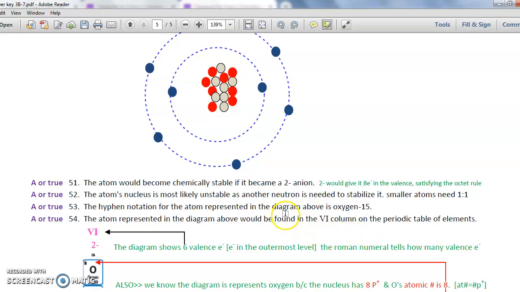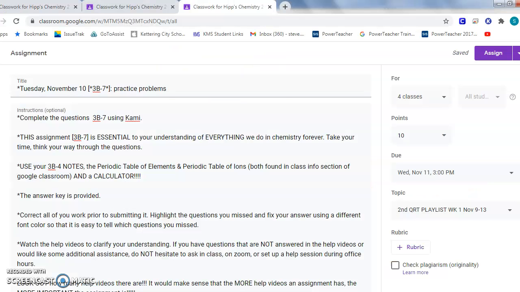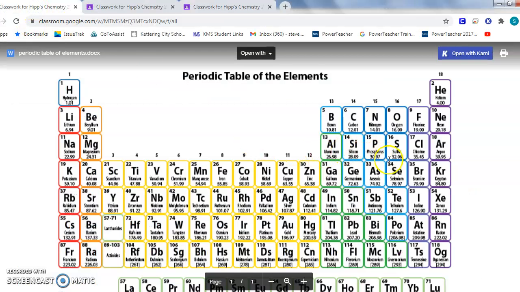The hyphen notation for the diagram above would be oxygen hyphen 15. Remember, hyphen notation, you can give the symbol hyphen or you can give the name written out hyphen. And what goes after the hyphen is the mass number, the total number of particles in the nucleus, which can differ from isotope to isotope. That is why they report that. They don't have to tell us anything about atomic number because they told us it was oxygen. When you use hyphen notation, they are assuming that you have a periodic table to look at.